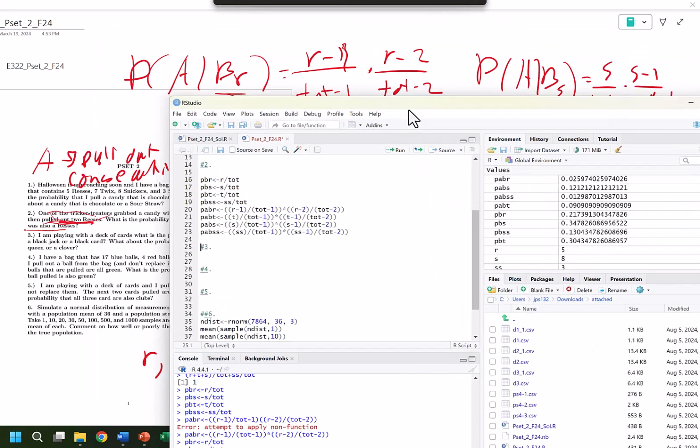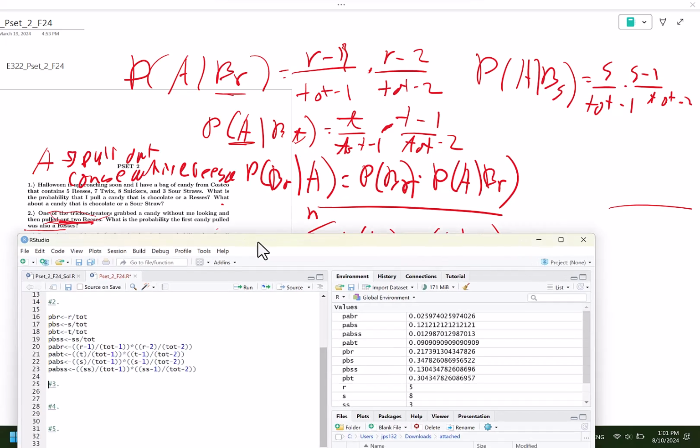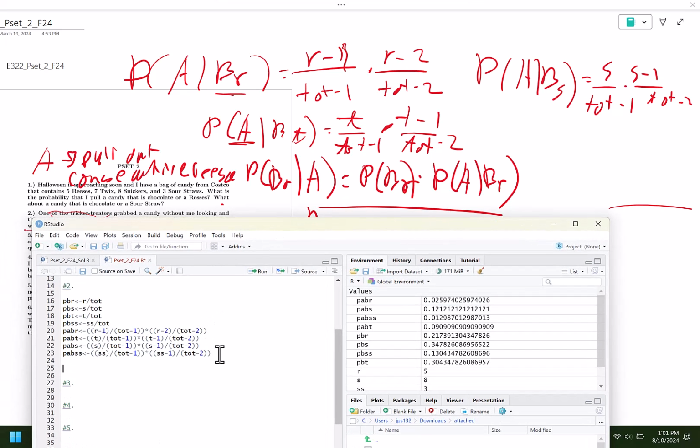And now we can go ahead and utilize our function. So our function is just going to be simply PBR times PABR. I'm going to do this.